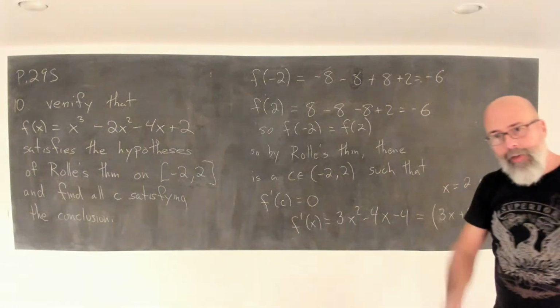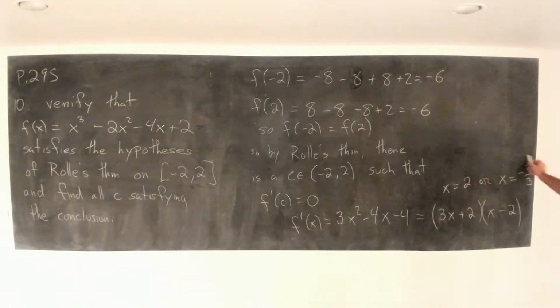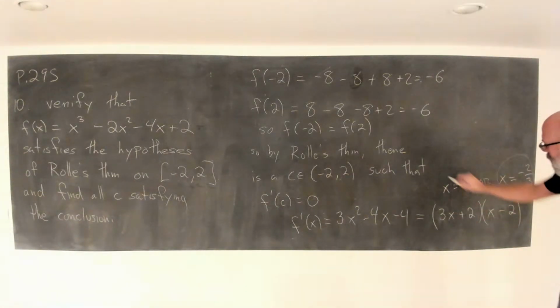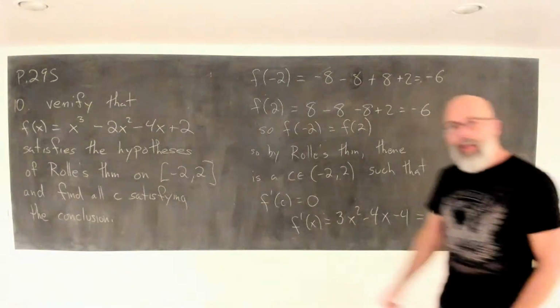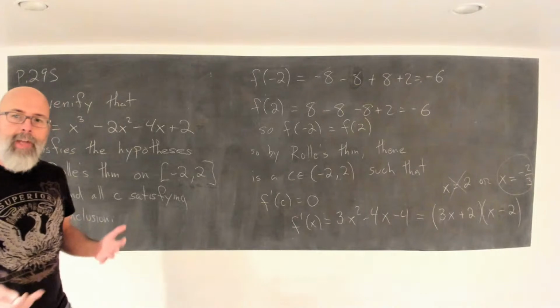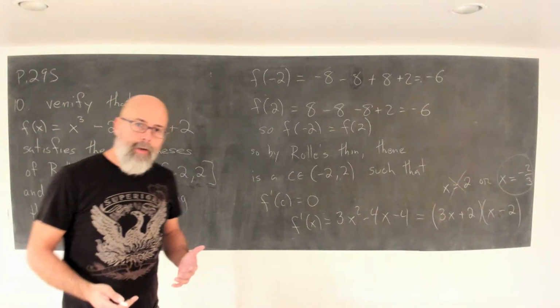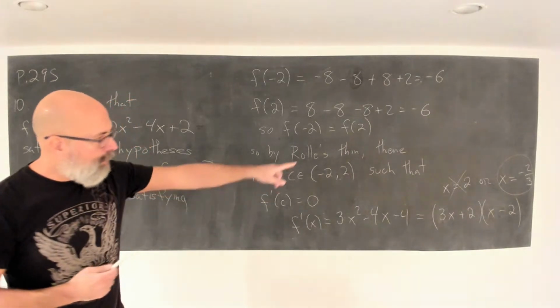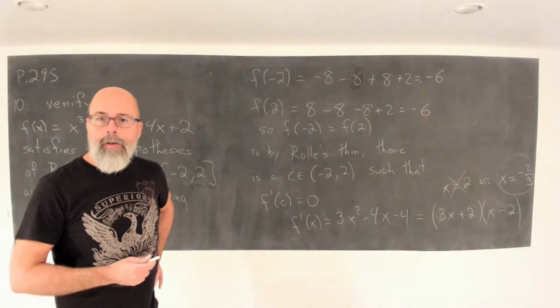And only one of these is in the open interval. This is not in the open interval. Rolle's theorem guarantees at least one value in the open interval. There could be more. In this case, there's only one, -2/3.